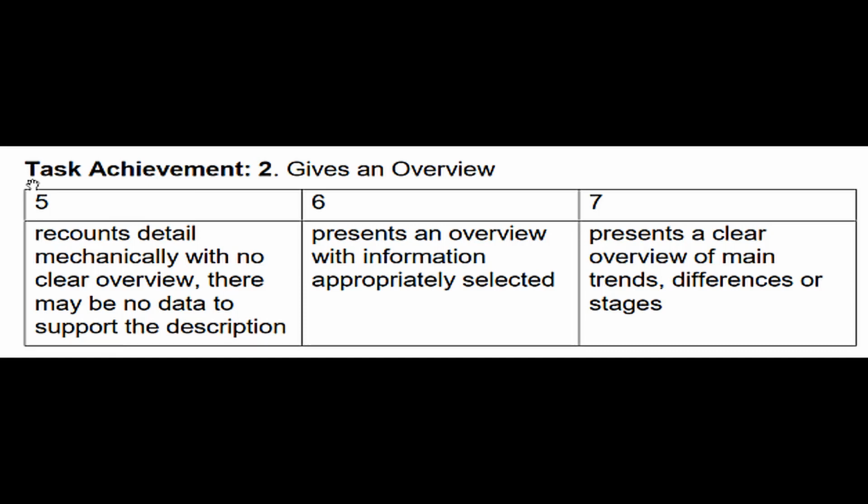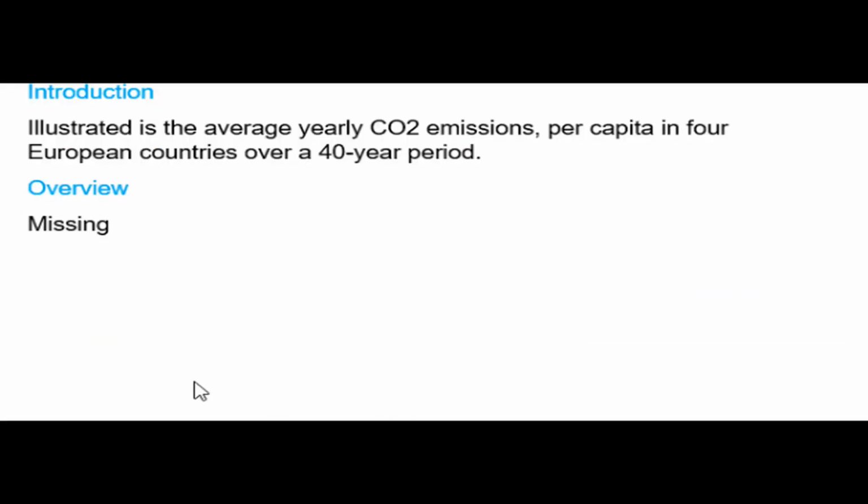Here is the descriptor for the task achievement criteria. For a 5, there's no clear overview. For a 6, there's an overview with information appropriately selected. And for a 7, you present a clear overview of the main trends, differences, or stages. So, no overview means your score for task achievement is limited to a 5. And that's what we have in the sample. There's an introduction, but there's no overview.